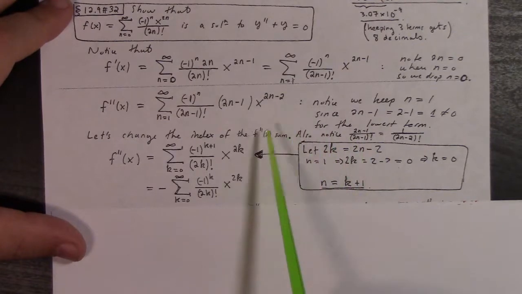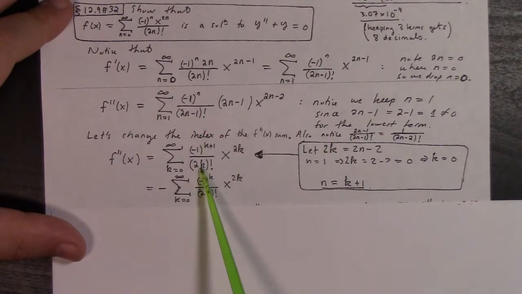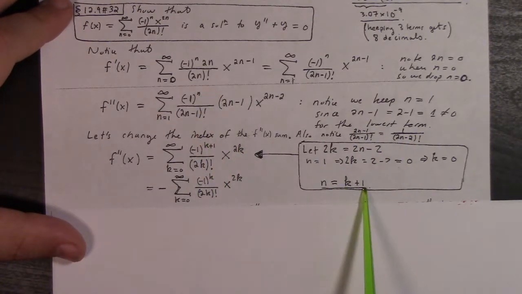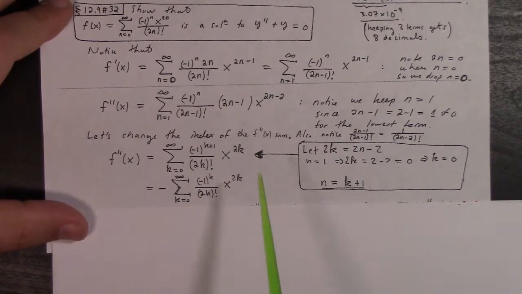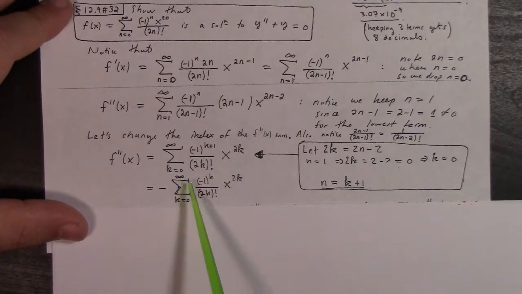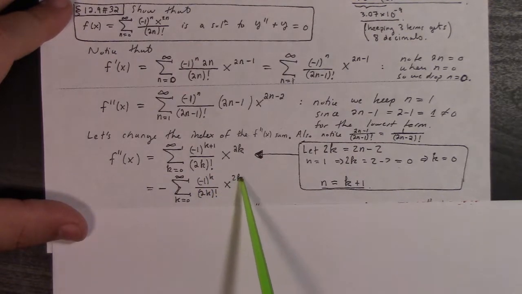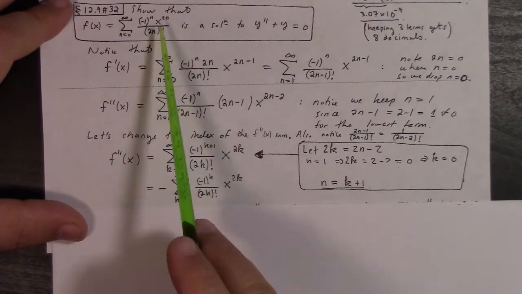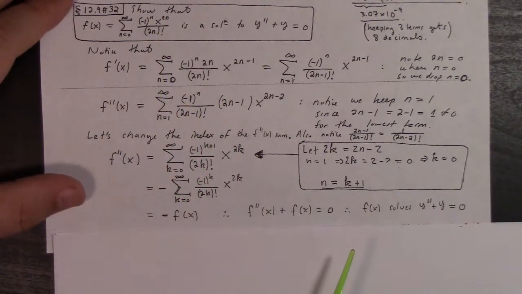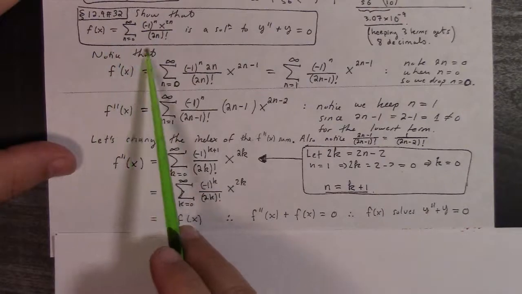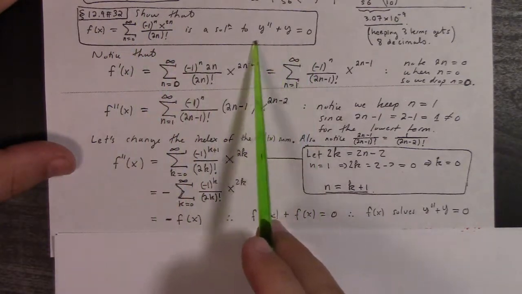2n minus 2 is 2k, so this is a 2k factorial, and my n is k plus 1, minus 1 to the k plus 1, which you can factor a minus out. Then you've got the sum from k equals 0 to infinity, minus 1 to the k over 2k factorial, x to the 2k. In other words, this is exactly what we started with, but with a minus, which means that f prime prime of x is equal to minus f of x. Therefore, f prime prime plus f equals 0. Consequently, whatever function this is, it is a solution to this differential equation.